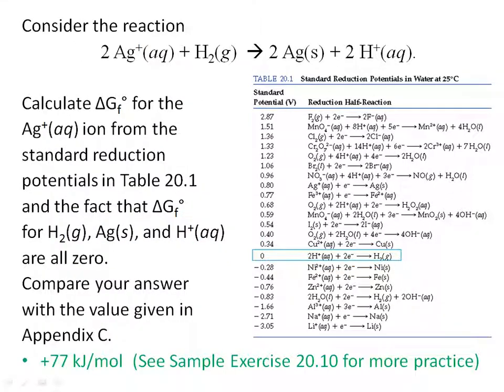And the correct answer for this one was positive 77 kilojoules per mole. So if you need more practice with this, take a look at sample exercise 20.10 in your textbook, or it might even be a good idea to read section 5 in your textbook under chapter 20. Good luck.